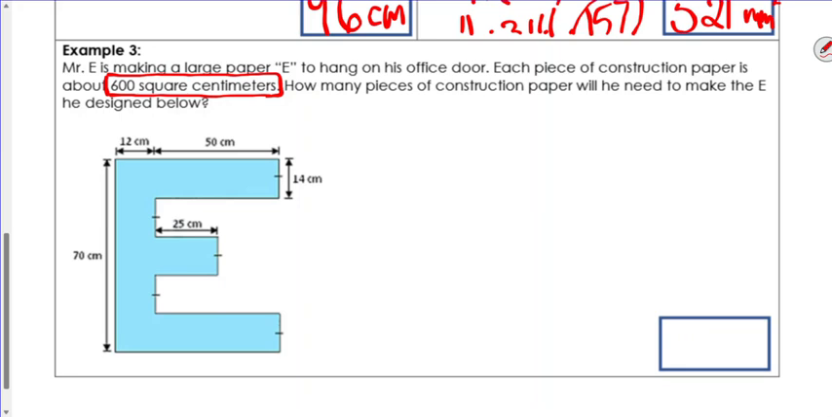So let's split this shape up. I see a rectangle here. I'm just going to cut it off there, there, and there.